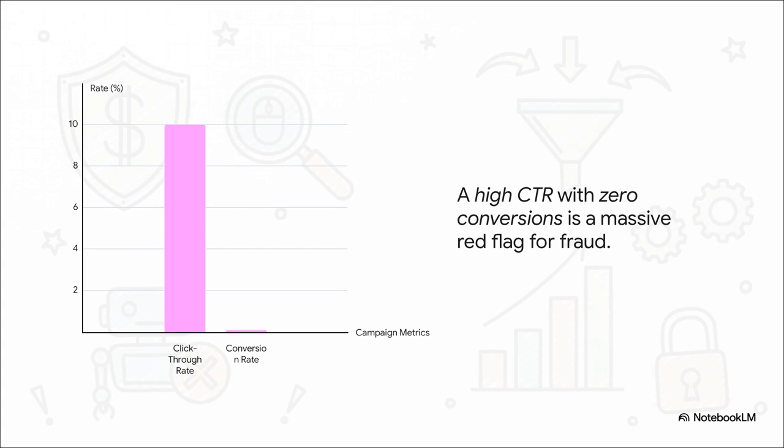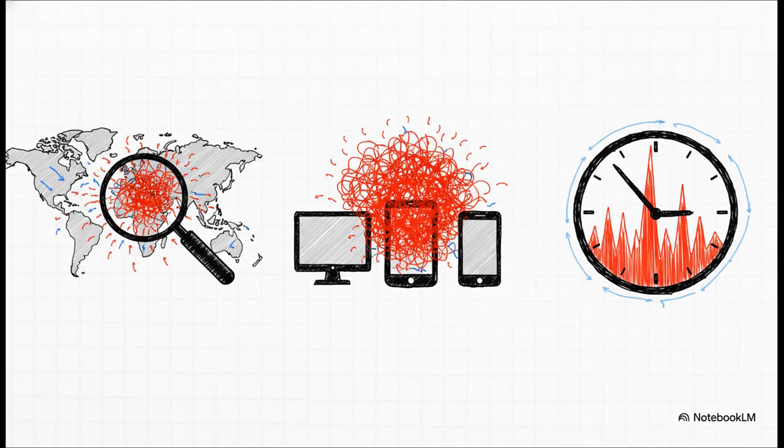Just remember, real customers convert. Bots don't. So, every single week, you need to be a bit of a detective. Dive into your geographic reports. Are you getting a ton of clicks from a country where you have exactly 0 customers? That's a bad sign. Check your device mix. Is like 90% of your traffic all of a sudden coming from one random type of phone? Super suspicious. And of course, look at the time of day. A giant, unnatural surge of clicks at 3 in the morning is a classic sign of a bot attack.